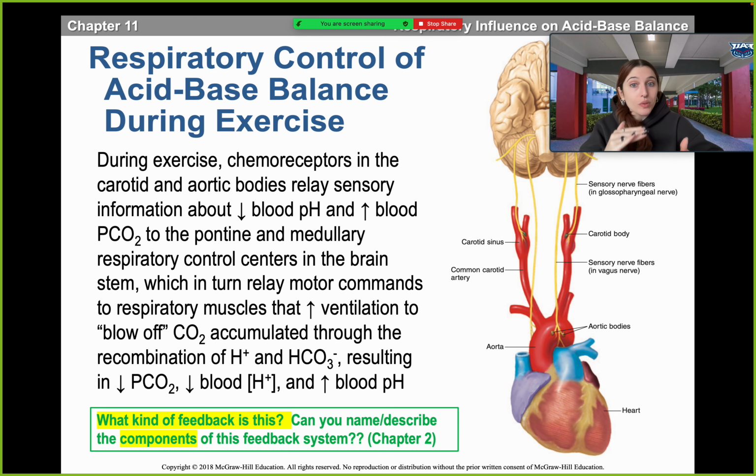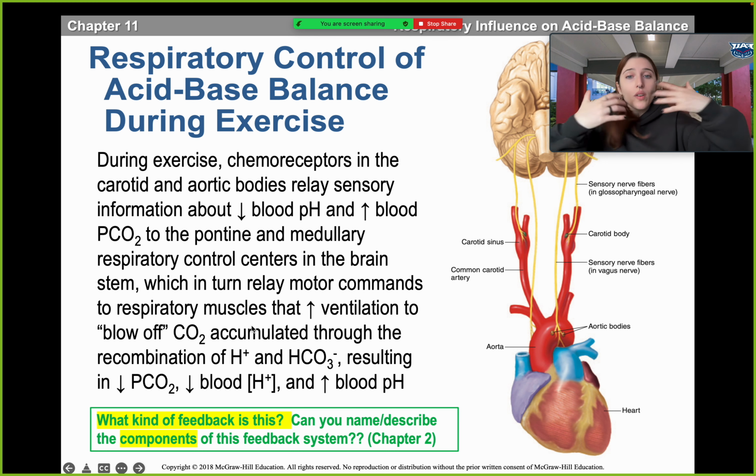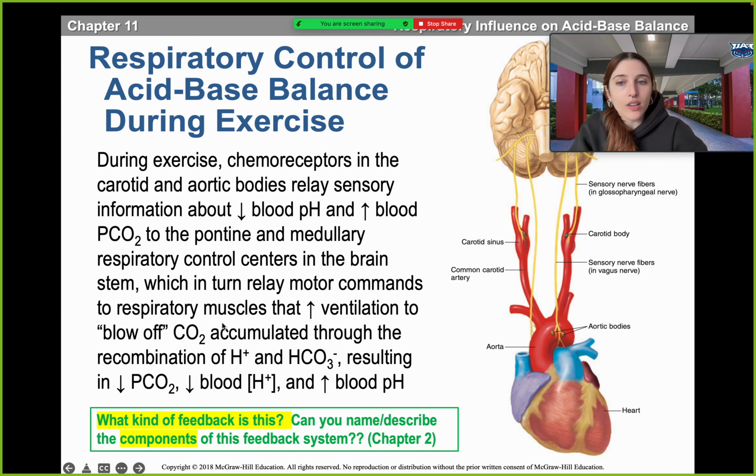So if we're getting too acidic or carbon dioxide levels are getting too high, they're going to say, hey, we need to increase breathing. So let's get those respiratory muscles going. If we increase ventilation, we will then blow off that excess carbon dioxide that we're trying to deal with because of that reaction again. And then everything will be brought back down where it needs to be. We'll lower carbon dioxide levels, we'll decrease hydrogen levels, and if we decrease hydrogen levels, we bring pH back up.